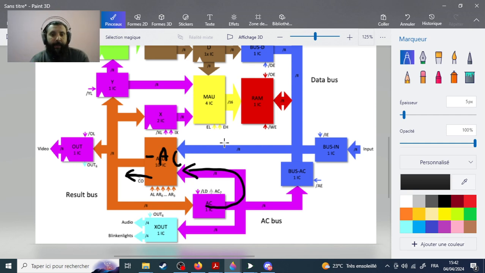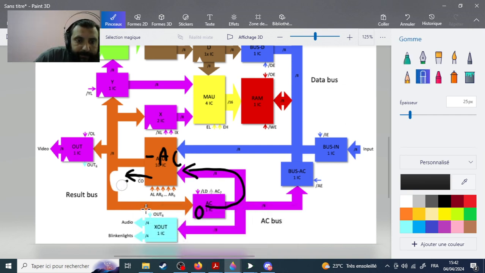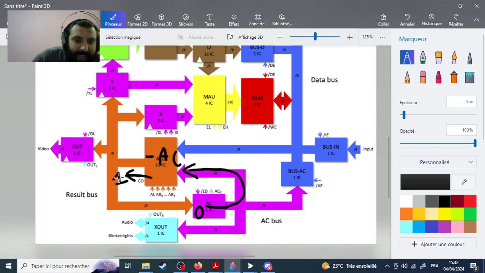And we have two probabilities. We have CO here, it's equal to 1. If it's equal to 1, it means that IC contains the value 0. And in the other case, if we get zero here, that means that IC contains a value different from zero. This is the use of CO.